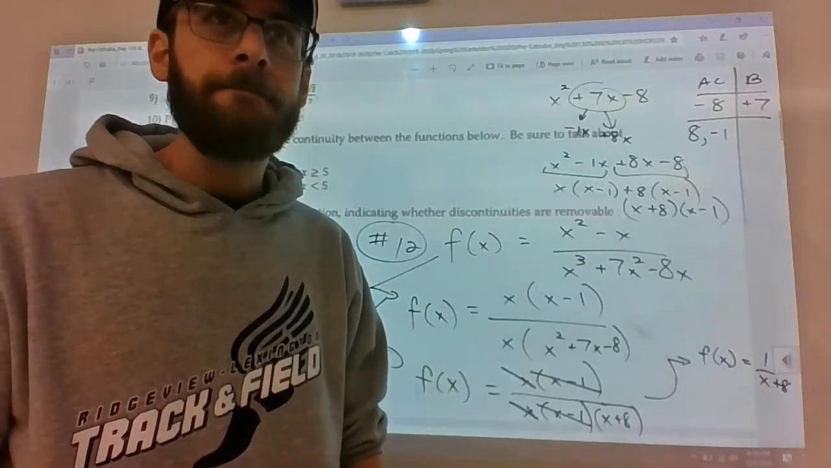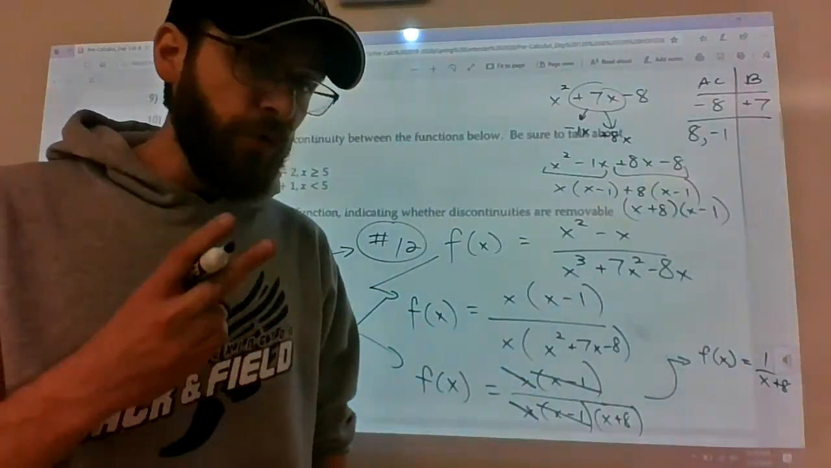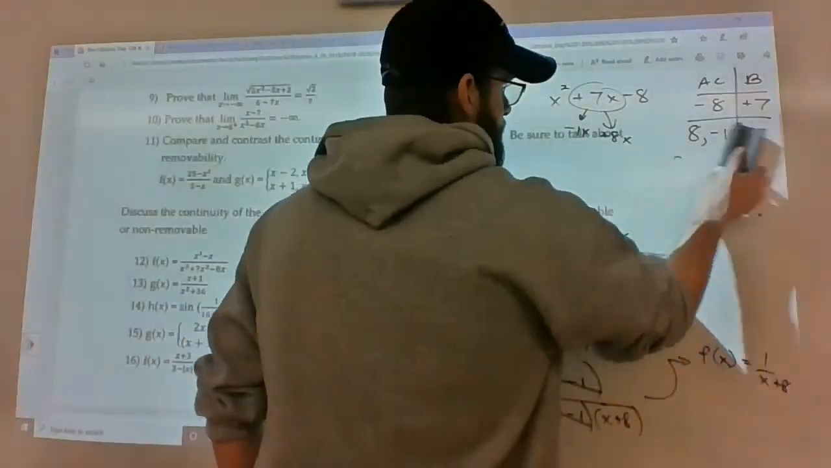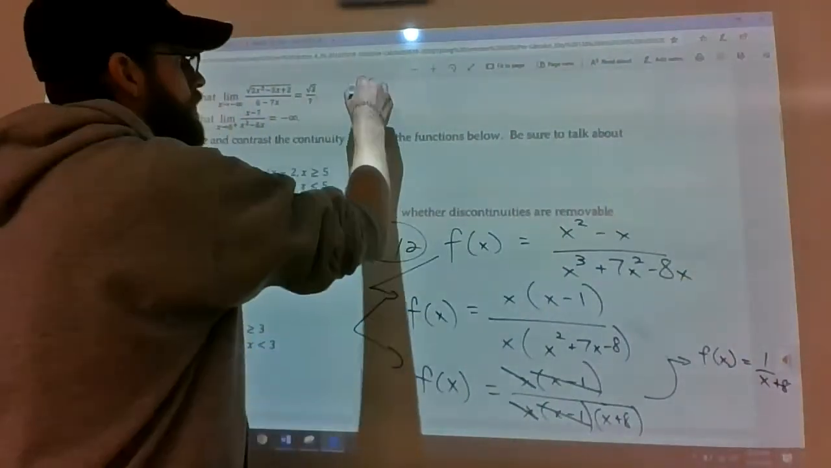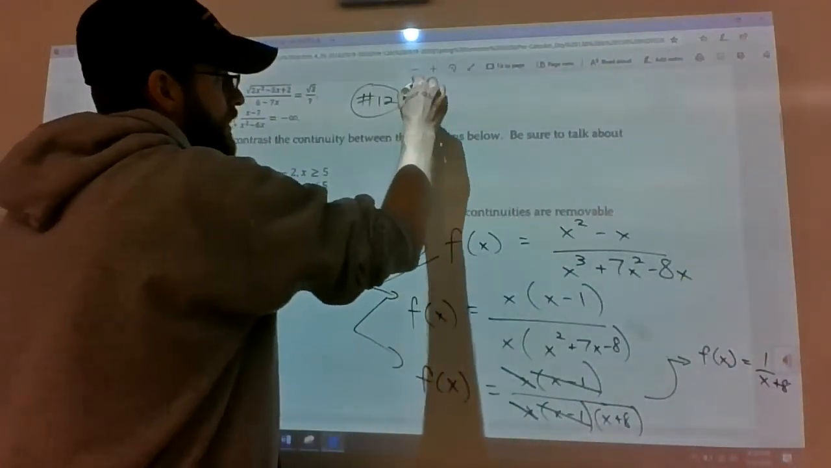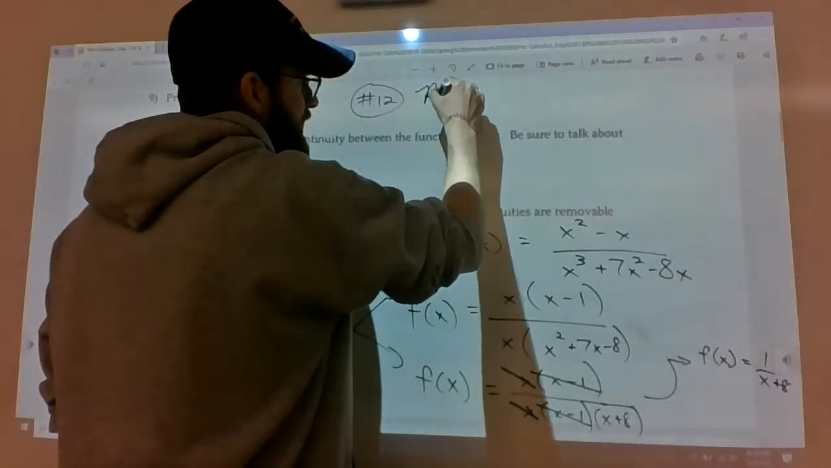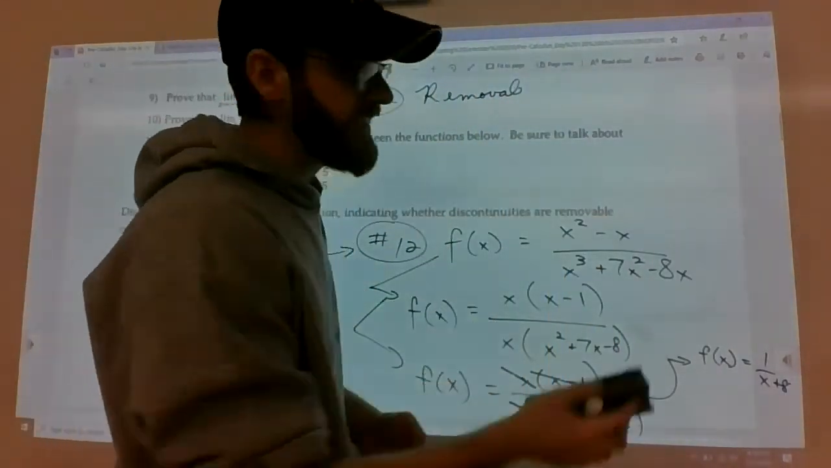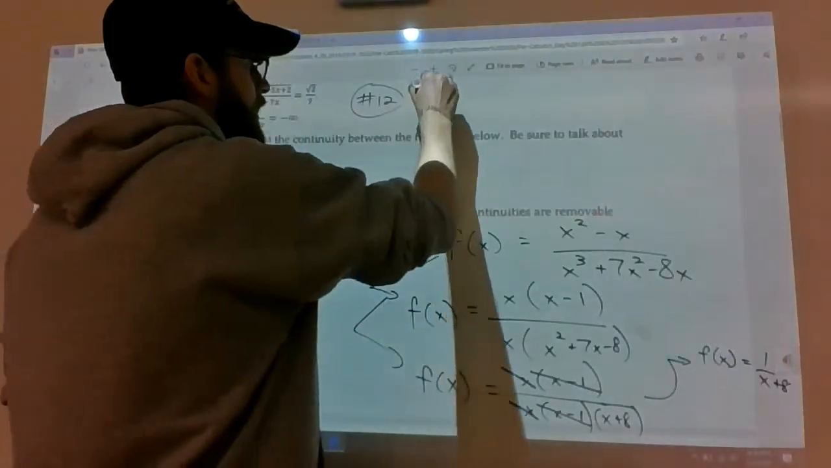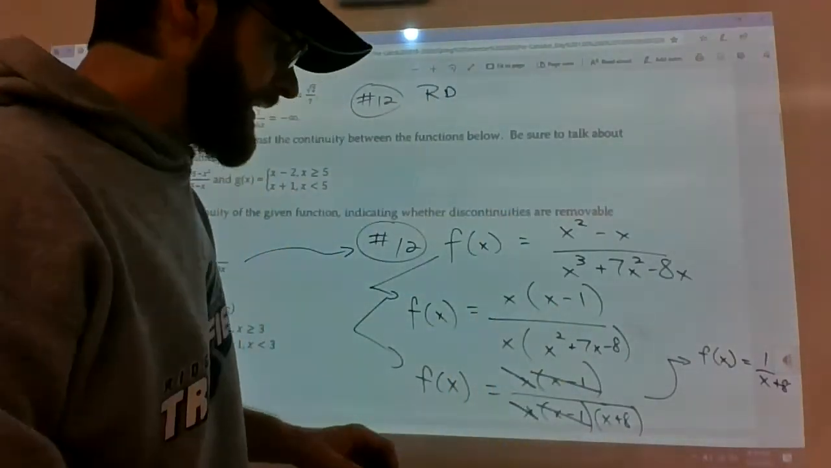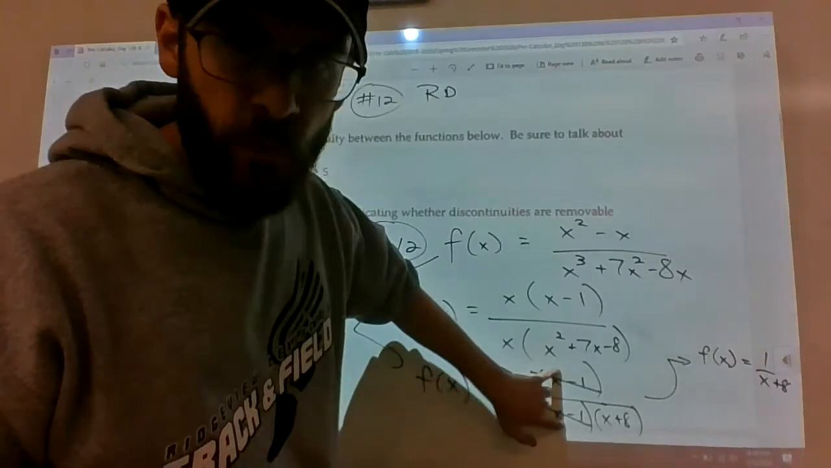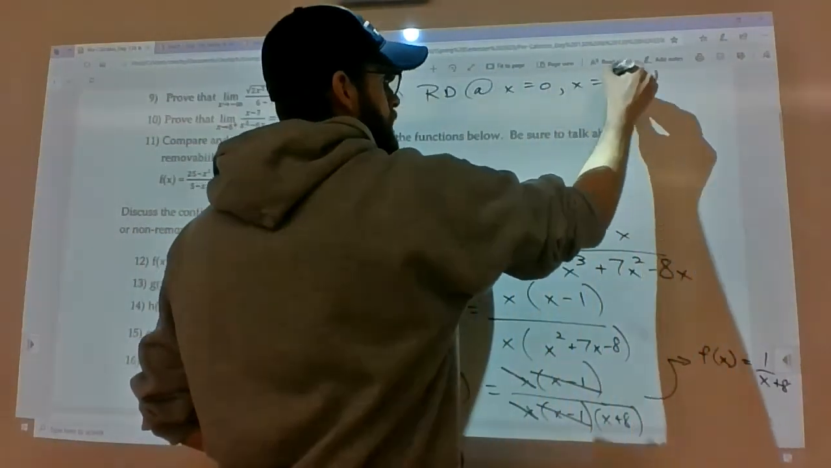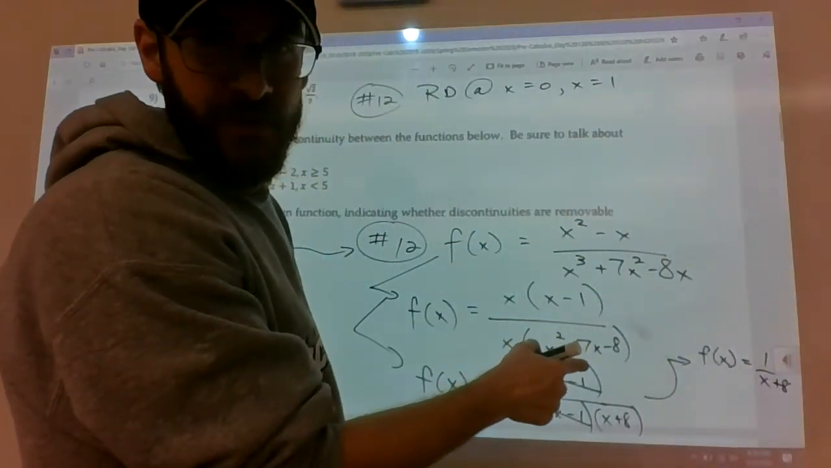So what do we have here? We have 2 removable discontinuities. It's removably, what am I doing? I'm just going to put RD. Removably discontinuous at x equals 0 and x equals 1. It's non-removably discontinuous at x equals negative 8.